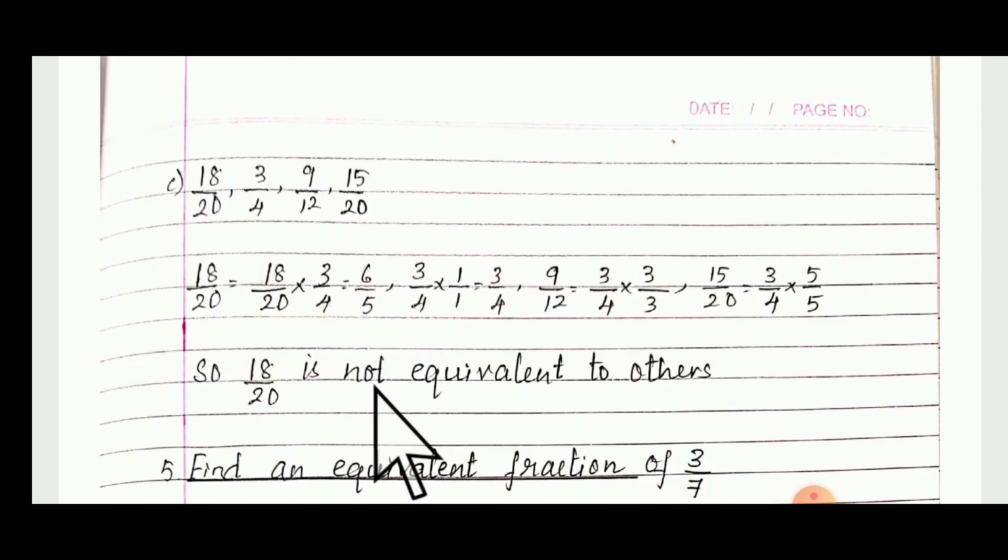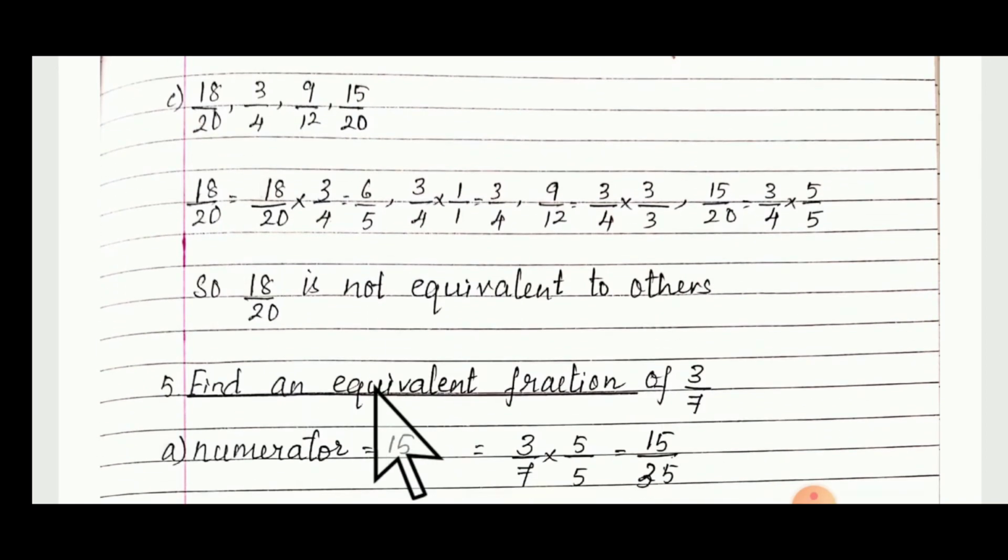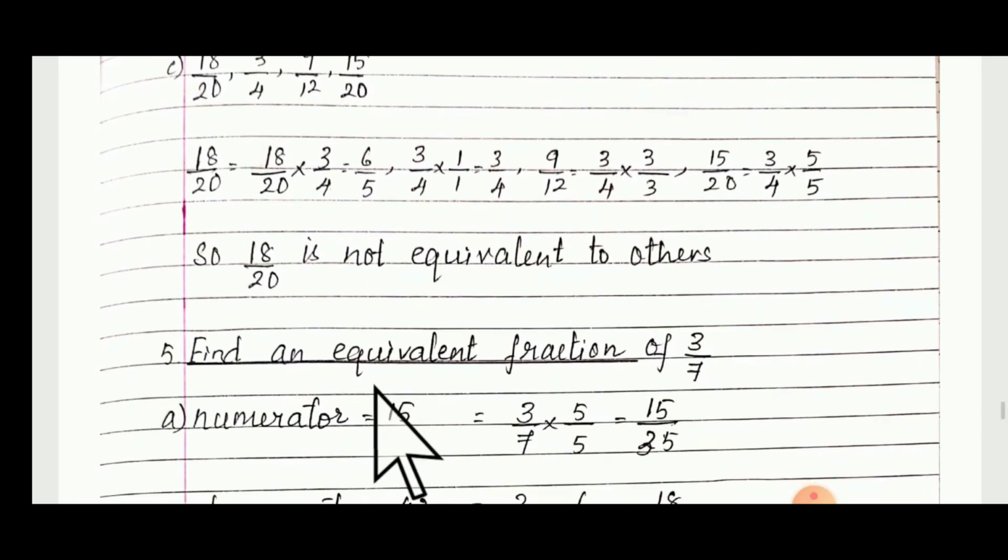Similarly, do for the C. In that 18 by 22 is not equivalent to others. See, in the 18 by 22, numerator 3 and denominator 4, whereas in this 3 by 4 we have 1 by 1. Then 9 by 12, in that also same numerator and denominator, whereas in 15 by 22 again same numerator and denominator.